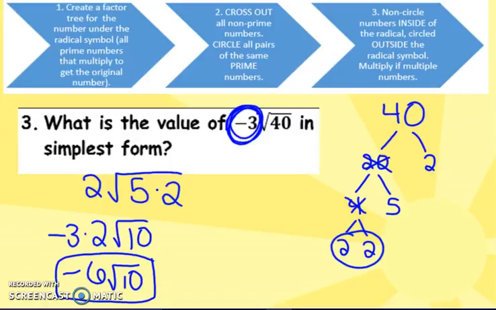But again, we only want to do it for numbers underneath the radical symbol. So that -3, we don't have to try and simplify that down. We only look at the 40 to start, and then we multiply our answer times -3.